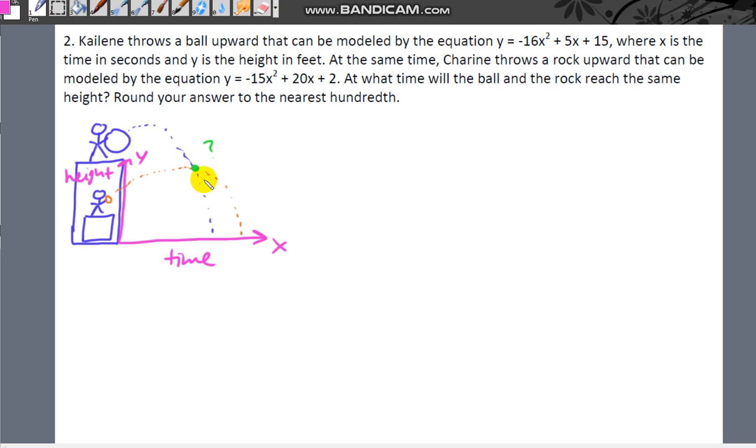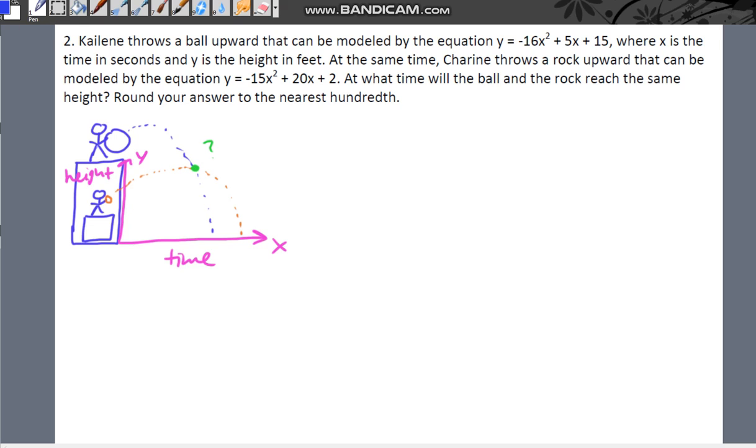Okay, so at the same time, Shireen, so this is Shireen here, she's going to throw a rock upward that can be modeled by this equation that you can see here. Okay, so what time will the ball and the rock reach the same height? So you're trying to figure out where they reach the same height. Okay, so round your answer to the nearest hundredth.